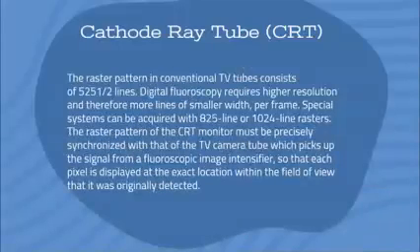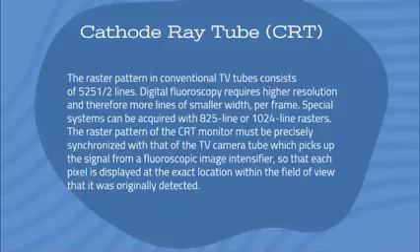Okay, the raster pattern in conventional TV tubes consists of 525 and a half lines. Sorry. The raster pattern in conventional TV tubes consists of 525 and a half lines. Digital fluoroscopy requires higher resolution and therefore more lines of smaller width, thinner, per frame.